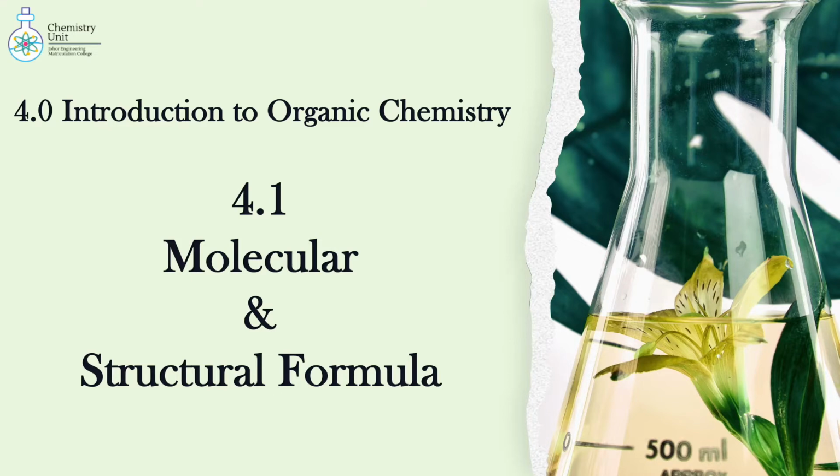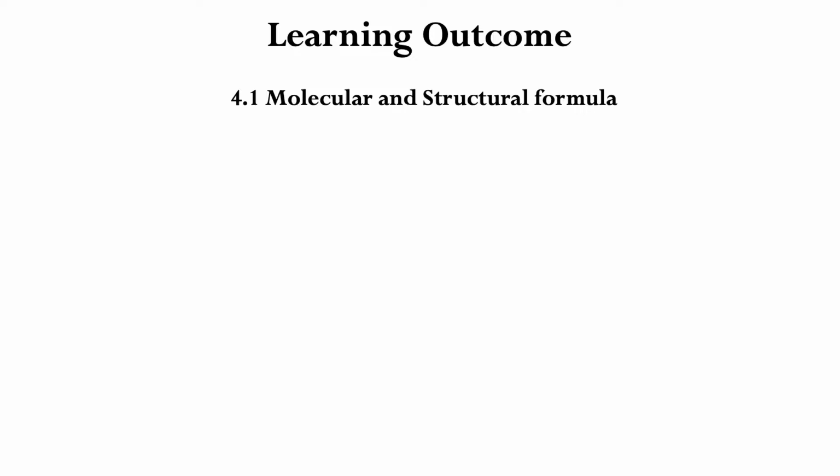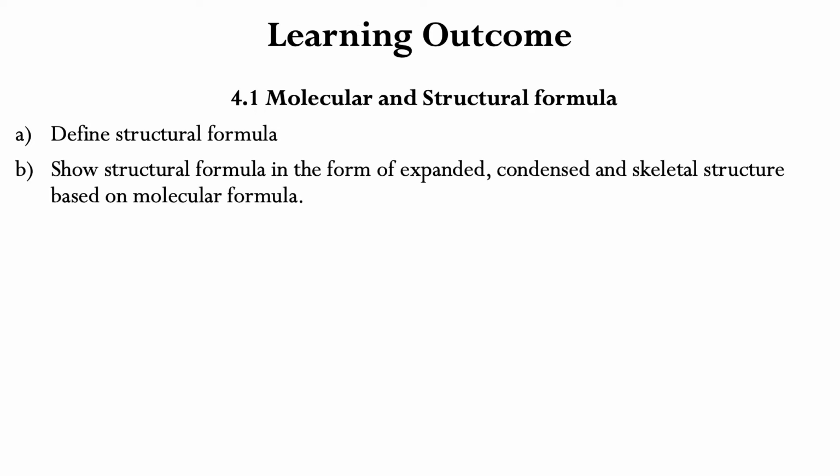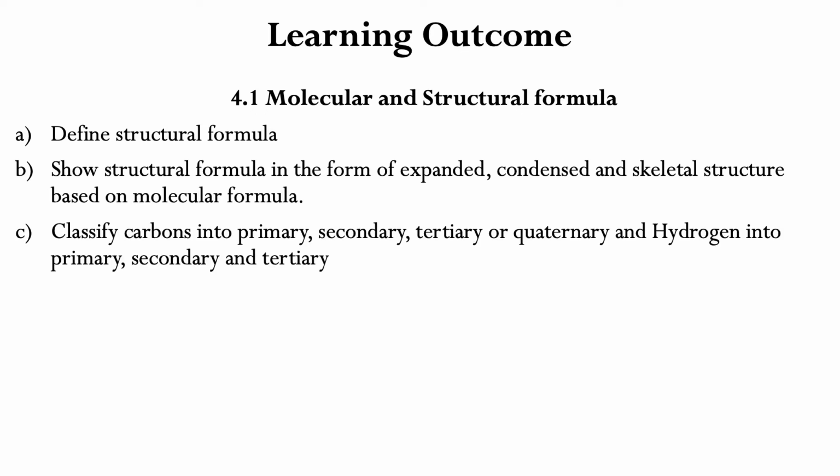This video is going to explain subtopic 4.1, which is about molecular and structural formula. The learning outcomes for this subtopic are: A. Define structural formula. B. Show structural formula in the form of expanded, condensed, and skeletal structure based on molecular formula. And C. Classify carbons into primary, secondary, tertiary, or quaternary, and hydrogen into primary, secondary, and tertiary.